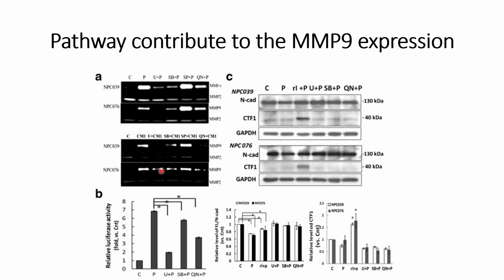So let us first go through panel A. For both NPC039 and NPC076, they used PMA, and before that they treated the cells individually with the 4 different inhibitors, and they are able to see that compared to the control, that is the PMA treatment alone, the amount of MMP9 goes down for both cell lines.